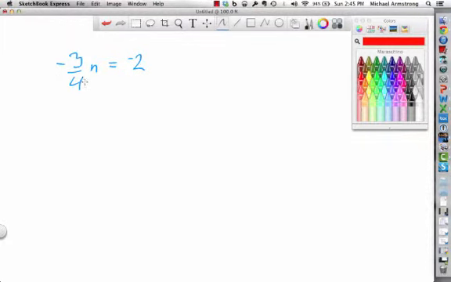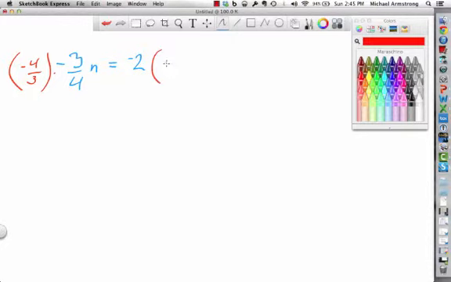We've got negative 3/4 n equals negative 2. So to get rid of a fraction, the best way is to multiply by another fraction. And we're going to multiply by a negative 4/3. A negative times a negative is a positive, so we're going to go ahead and do that. And the reciprocal of 3/4 is 4/3. So this would be positive 12/12, which becomes 1.